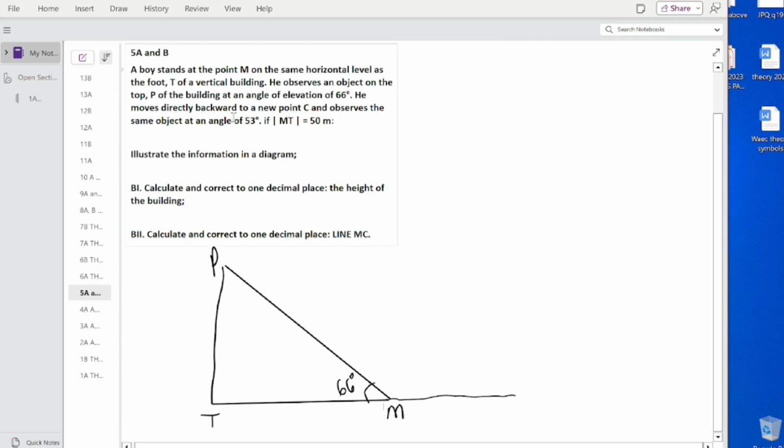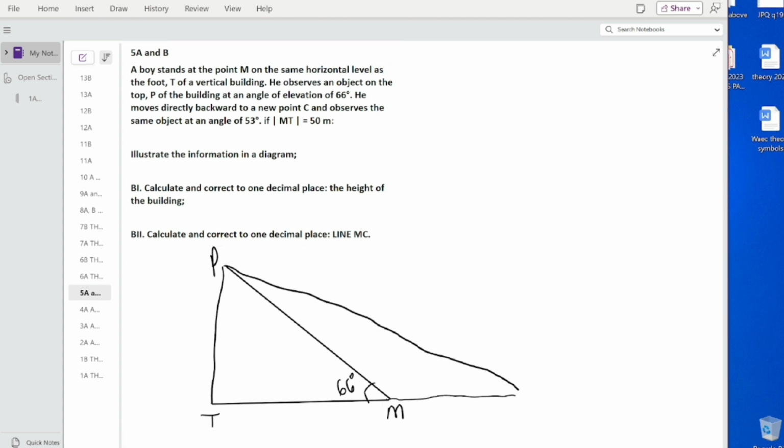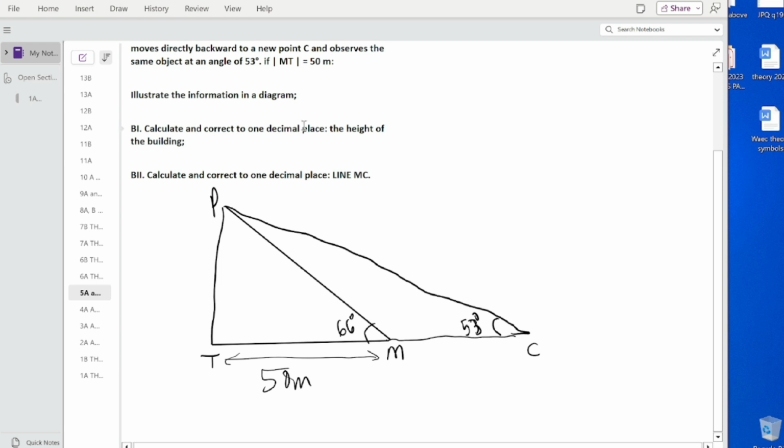He moves directly backwards to a new point C and observes the same object at an angle of 53 degrees. So the same object, the angle of elevation now is 53 degrees. So the new point is point C. And the last part of the question says if MT is 50, so MT or TM is 50, the distance between this is 50 meters. Illustrate the information in a diagram. That means we've illustrated the information as first part. Calculate and correct to one decimal place the height of the building.